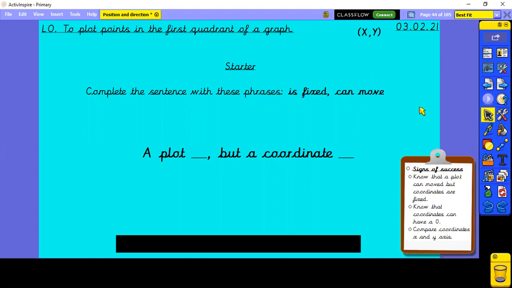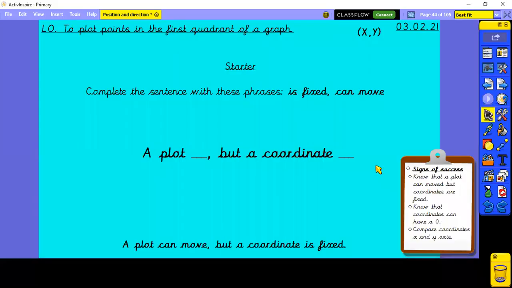So I've got a bit of a riddle for you, and I want you to complete the sentence with these phrases. So we've got a plot, but a coordinate, and you need to fill these gaps in with either is fixed or can move. So pause the video and complete this sentence in your maths book with the correct phrases, thinking about your knowledge of coordinates and plots on a graph. So pause the video to do that now.